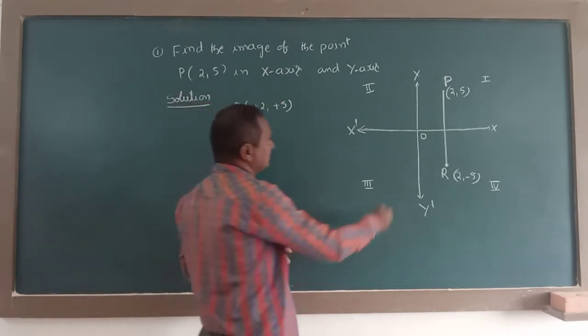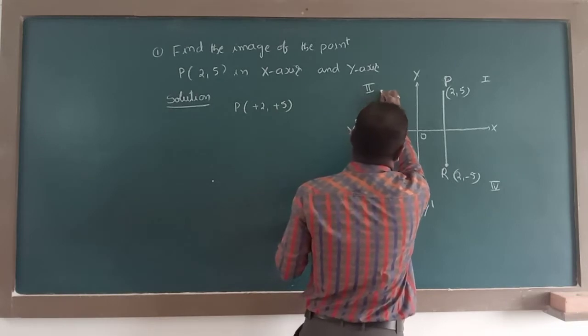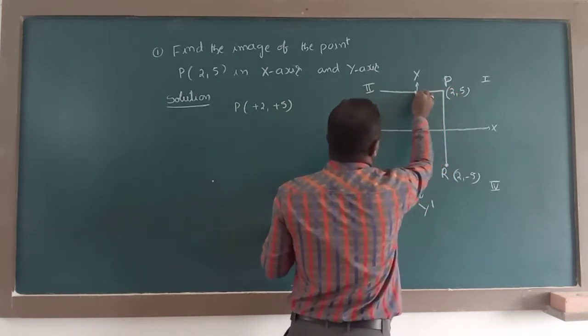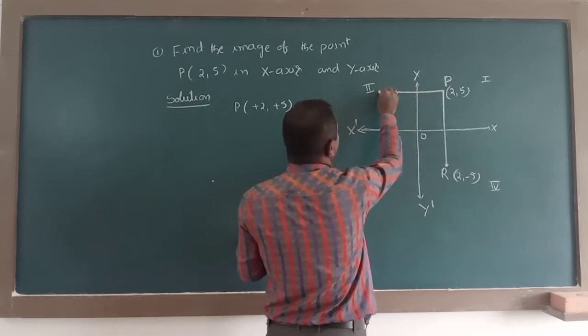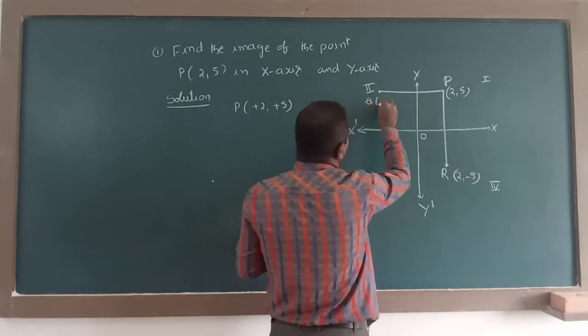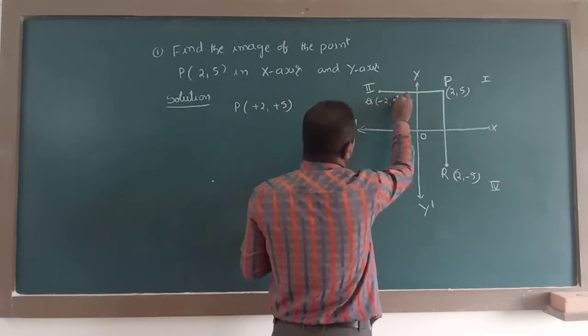Similarly, in the same way, they are asking in the y-axis. It is on this side. Draw the line to the second quadrant side. The image here is minus 2, comma, plus 5.